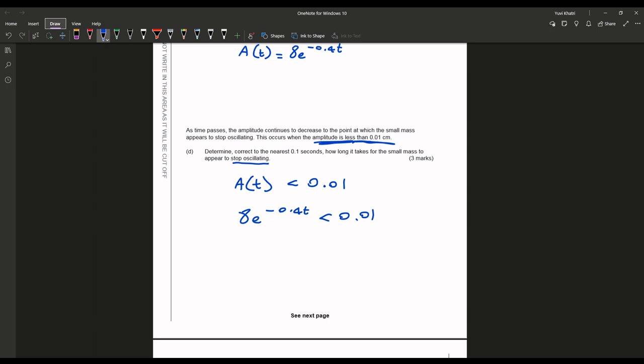We will use the solve function on our ClassPad. So solving on CAS, we get t is greater than 16.71 seconds. Now that means that the mass appears to stop oscillating when t is greater than 16.71 seconds. But it wants to the nearest 0.1 seconds, so we get t equals 16.8 seconds. And that is the answer.